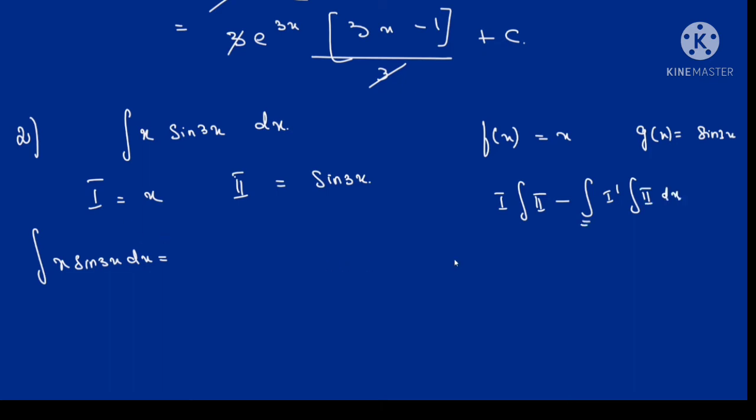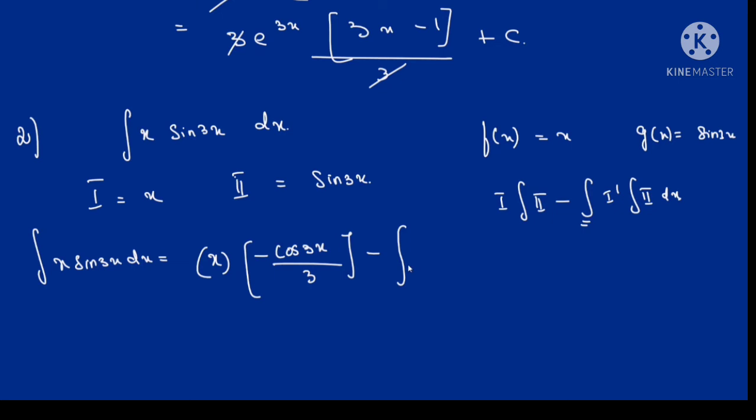Shall we do it straight away now? First function as it is. Second function, integrate. What is the integration of this function? Minus cos 3x. So integration of sine 3x is minus cos 3x. The coefficient of x is 3, divide by 3. Minus. Put the integral sign again. In the first step itself we will not get the solution. You have to integrate again. Remember that always.